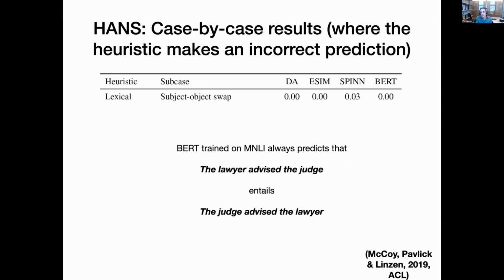And one example is that the inference models that we tested basically were not sensitive to word order, a basic principle of compositionality. They completely ignored it. They said, well, the lawyer advised the judge and the judge advised the lawyer basically means the same thing. I don't care. So that's why we think it's important to have this compositional inductive bias in fine-tuning and not only in pre-training.